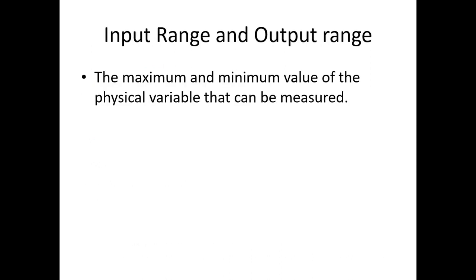Now, input and output range indicate the maximum and minimum value of the physical variable that can be measured. That range from maximum to minimum is basically called the input as well as the output range.